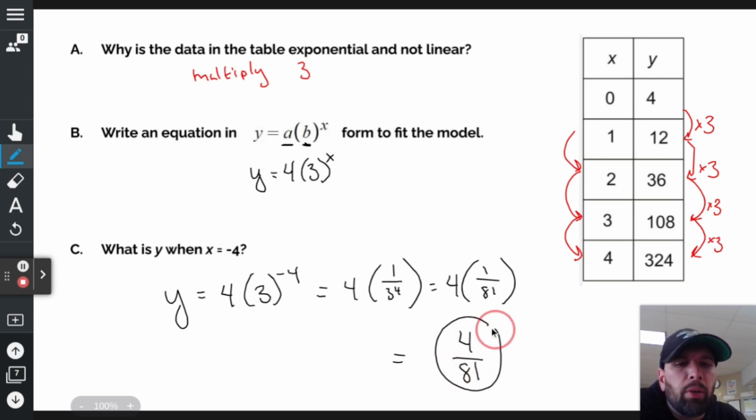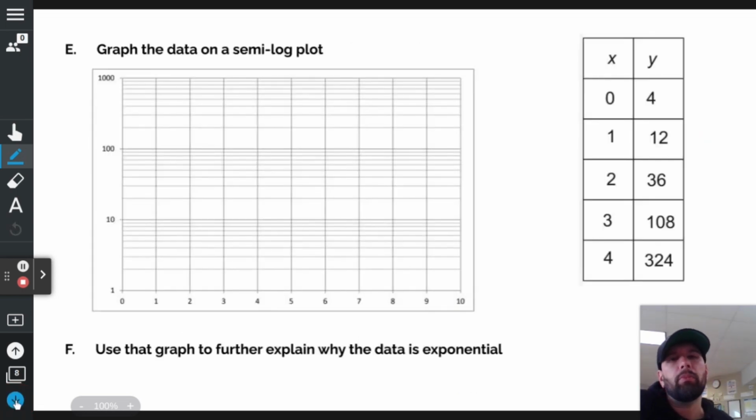No calculator needed. We need a calculator for that. Come on. Calculator again. Same exact data.